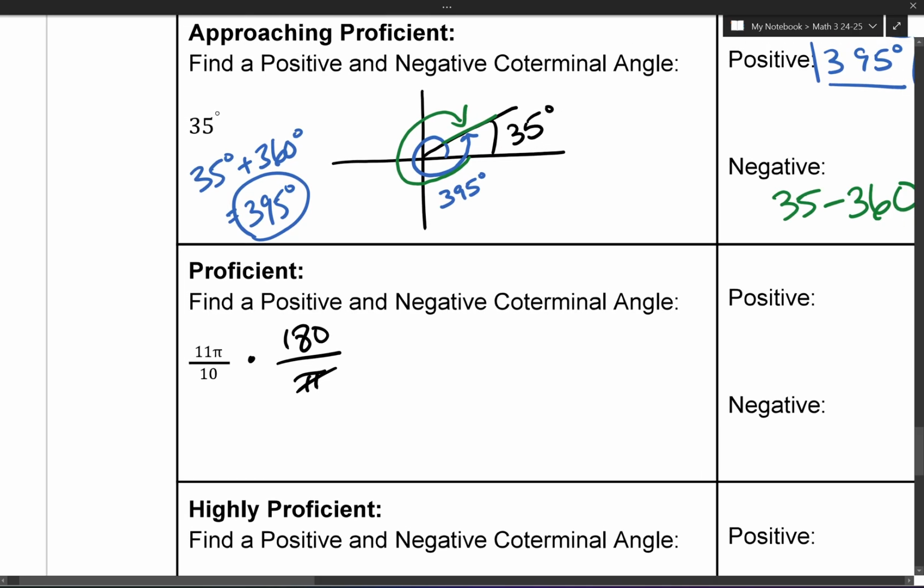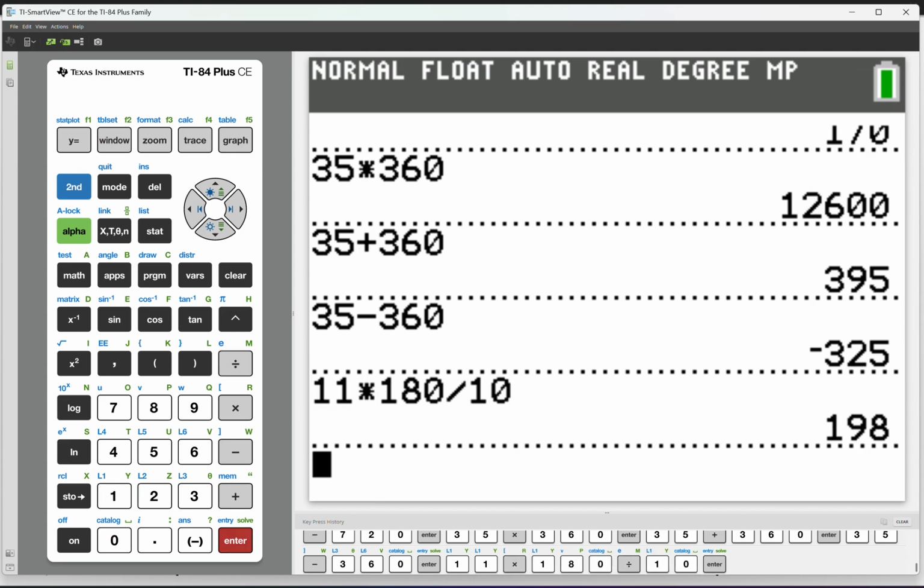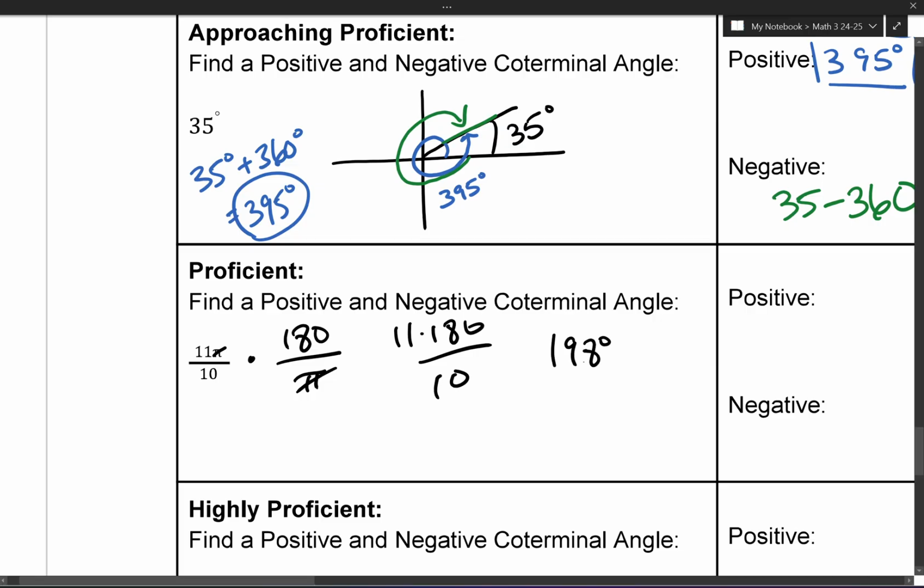So I'm going to convert it to degrees. 11 pi times 180 over pi. The pi's go away. I have 11 times 180 over 10. 11 times 180 over 10 is 198 degrees. Okay, I know exactly where that is.